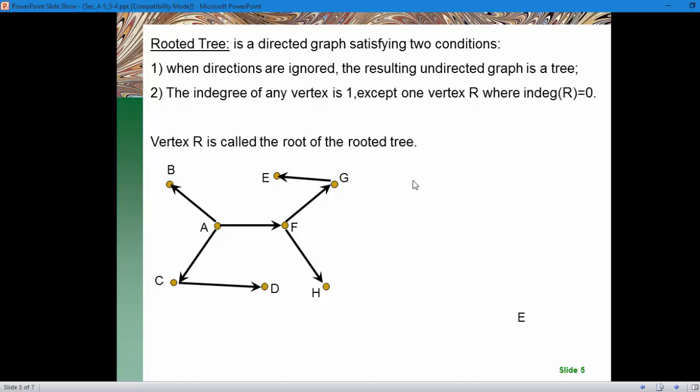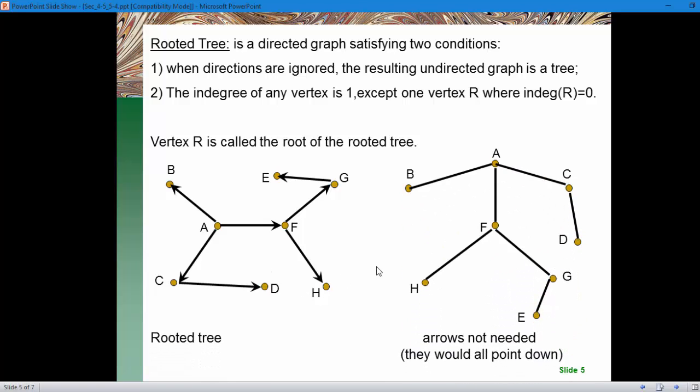Except one vertex. If you look at each vertex here, the in degree is 1 because there's one arrowhead coming towards C. Here is a vertex F. In degree is 1. In degree is 1 here for E. In degree is 1 for G. But look at vertex A. The in degree is 0. And that's the only vertex that has in degree equal to 0. So this is a rooted tree.